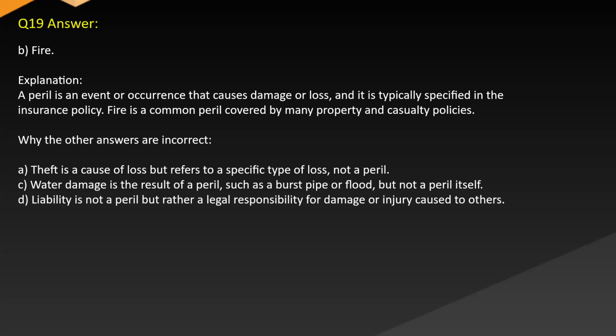Why the other answers are incorrect: A. Theft is a cause of loss, but refers to a specific type of loss, not a peril. C. Water damage is the result of a peril, such as a burst pipe or flood, but not a peril itself. D. Liability is not a peril, but rather legal responsibility for damage or injury caused to others.